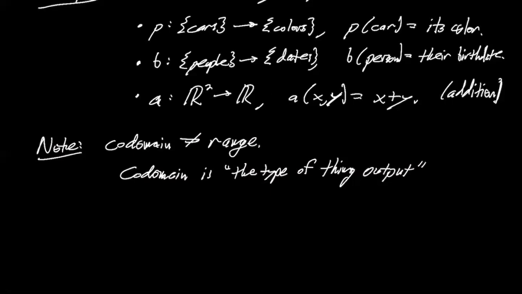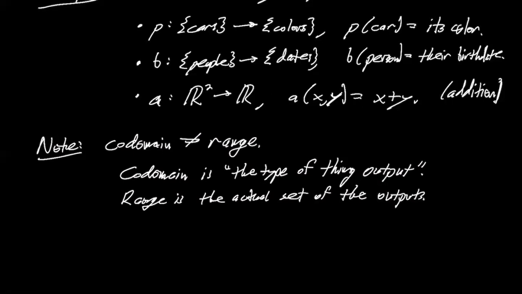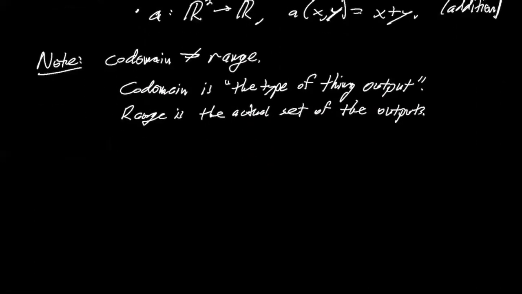Whereas the range is the actual set of all possible outputs. And I'll give an example which will illustrate this. The actual specific set of the outputs. And let me give an example just to make this clear.